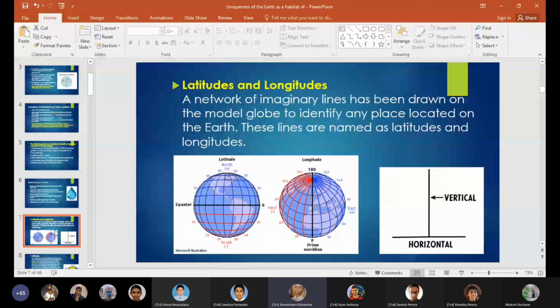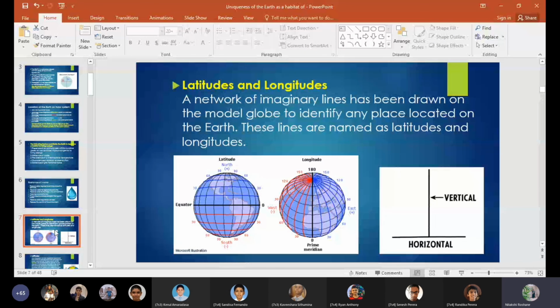Why do we need to study these latitudes and longitudes? What are the uses we get from these imaginary lines? It helps us to find the location of countries and places on the globe. So we can identify the correct location. In order to identify a specific location, we need these longitudes and latitudes.